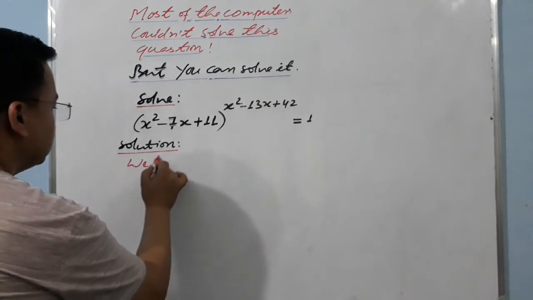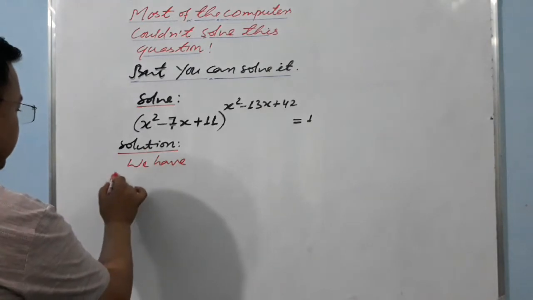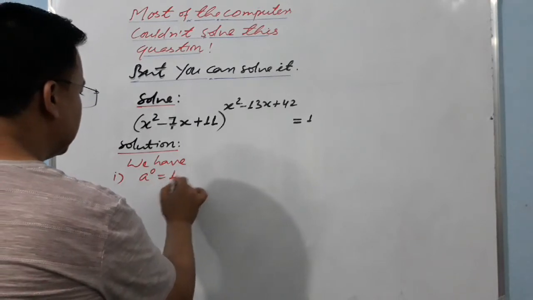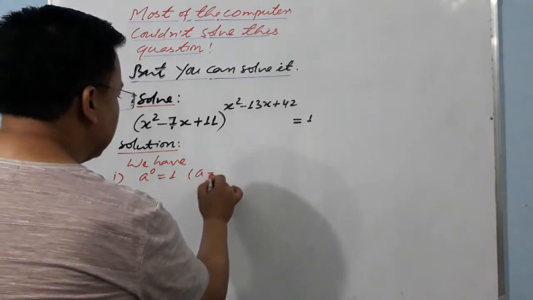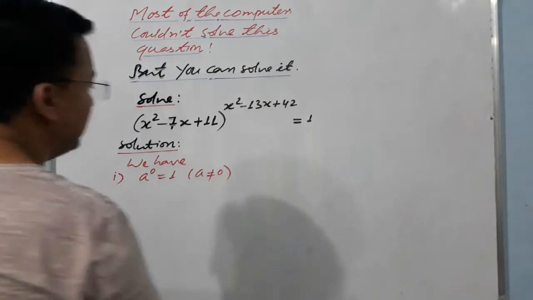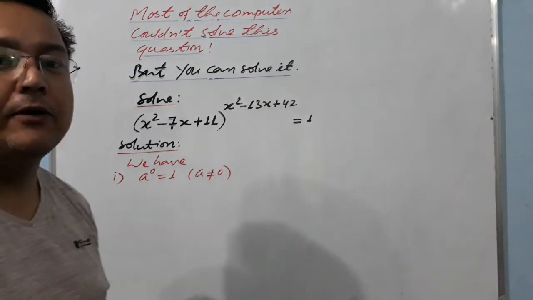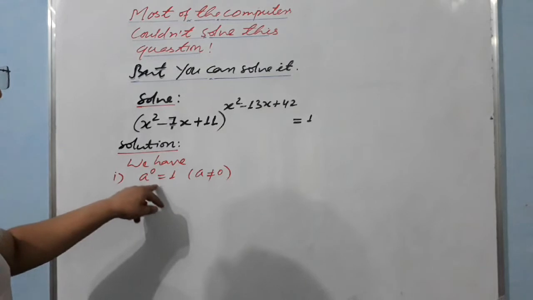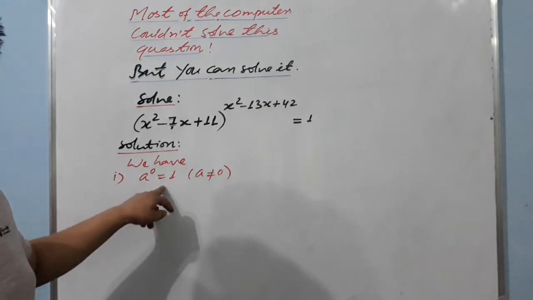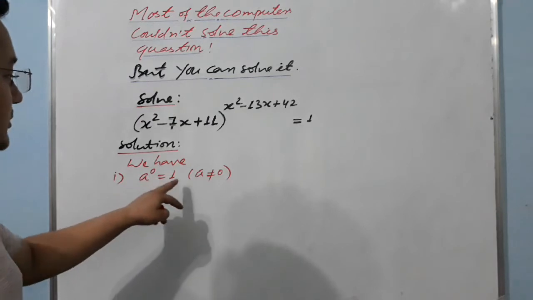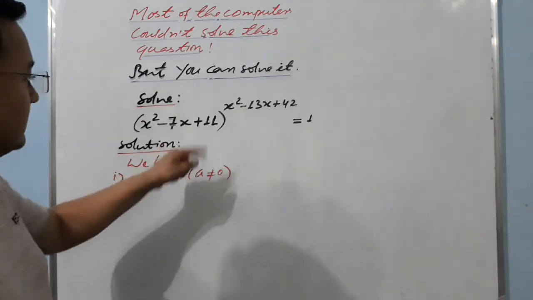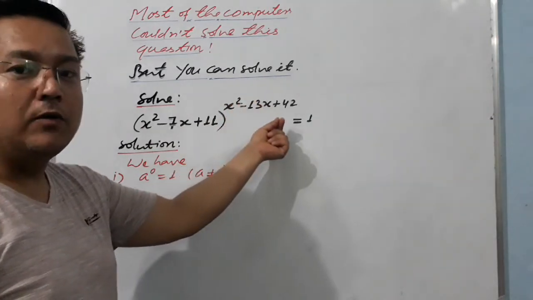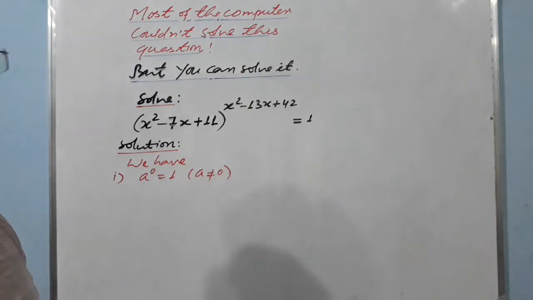We have three conditions. Number 1: A raised to the power 0 is equal to 1, where A is not equal to 0. Any real number A except 0, raised to the power 0, is equal to 1. Using this condition we can find some solutions of this question. Here this is the base and this is the exponent, and if the exponent becomes 0, then we get 1. This is the first condition.